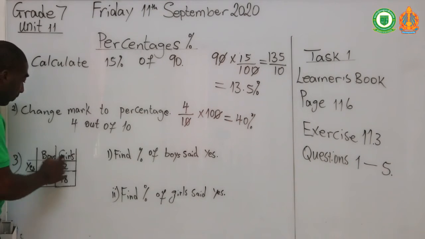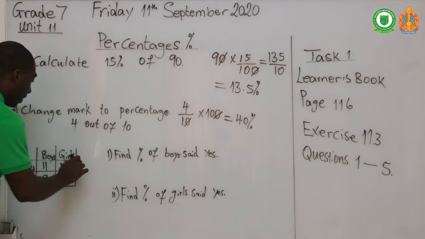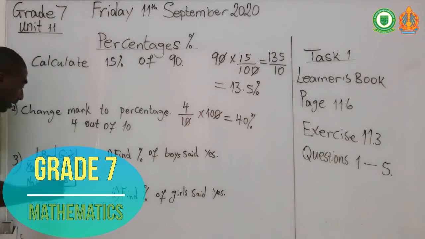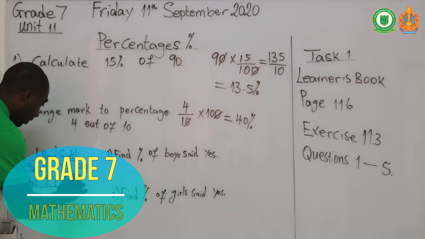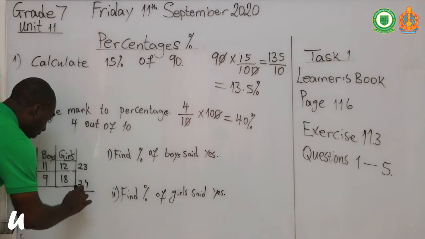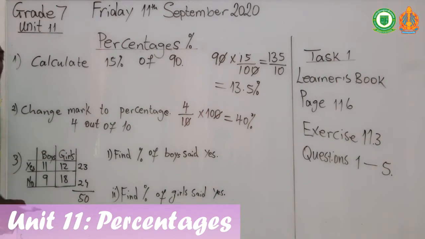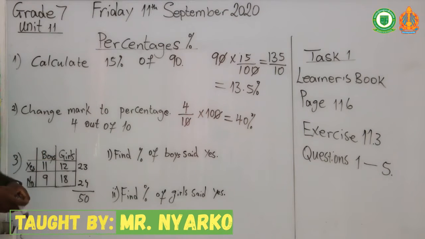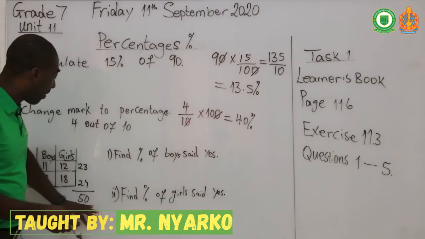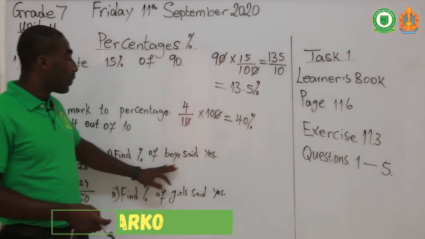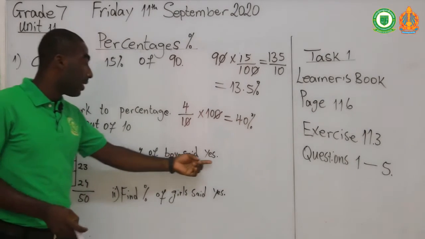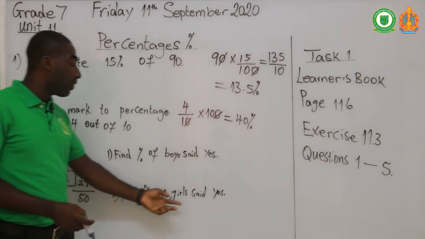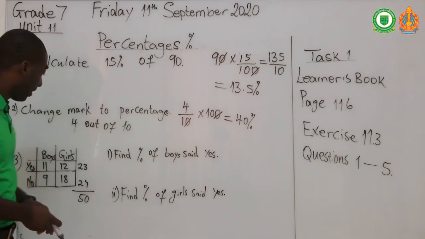Okay, so the boys here will give us 23, and the ladies here will give us 27. Okay, so in all we're going to have 50. So we have 50 as our total of boys and girls. Now once we have our 50, we can find the percentage of boys that said yes, and then the percentage of girls that also said yes.